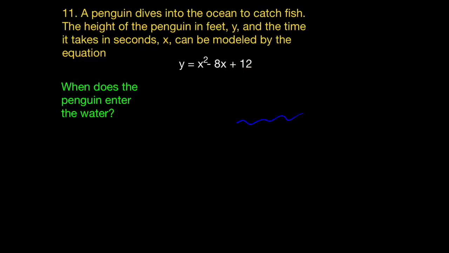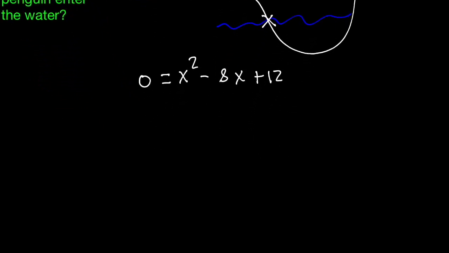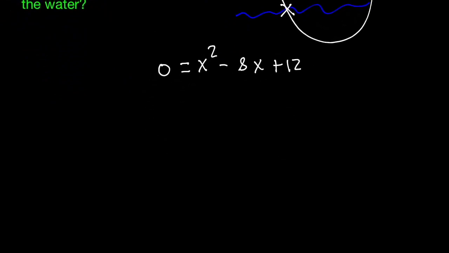So here we have a scenario where a penguin is diving inside of the water. If we look at this little diagram, we can see that we are trying to find the x-intercept, the first x-intercept. So to do that, we need to solve this equation for x. And for us to be able to find the values of x, we have to let y equal 0. So here I have 0 equal to x squared minus 8x plus 12. And now I have to solve this by either factoring or by completing the square.